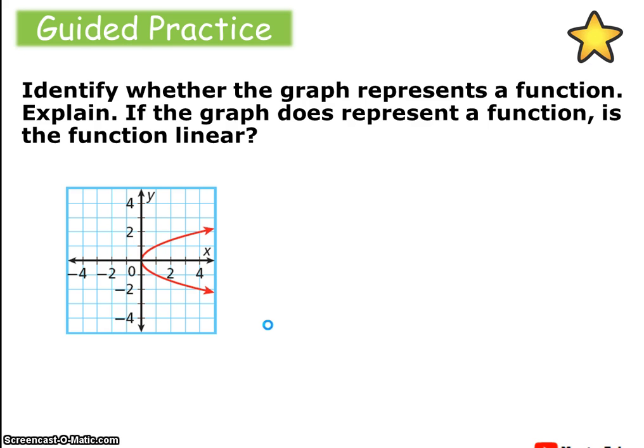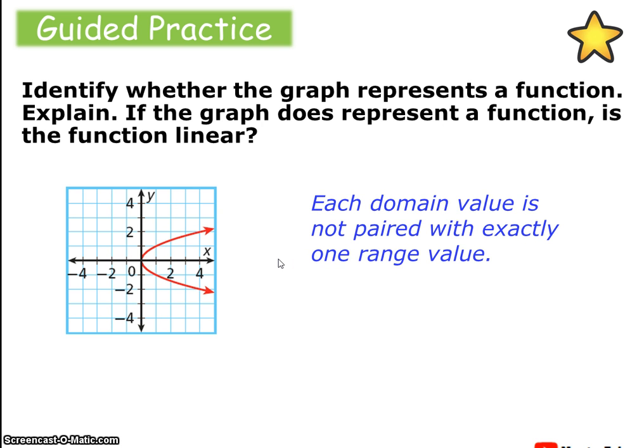Well, obviously this is not a line, but is it a function? Does every x value have exactly one y value? I would suspect this right here. When x is 1, it appears to have a y value of 1 and a y value of -1. So no, this is not a function. Each domain value is not paired with exactly one range value, and it's certainly not a linear function.